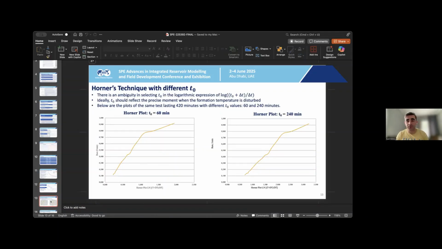And then the other point about Horner's technique, just as a side note, is that Horner's technique is used primarily in reservoir engineering. It's never meant to be used for liner flow tests. Its original purpose is reservoir engineering, and we have nothing to say against it. It's a well proven, robust method, and no one is here to challenge how Horner is used for this purpose. But when it comes to applying Horner to heat transfer, that's where things become messy, because in this equation, look at this T0.